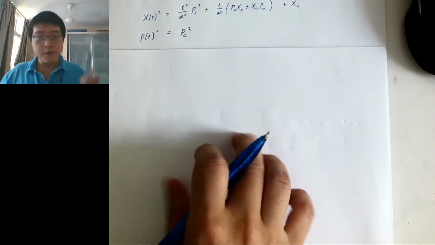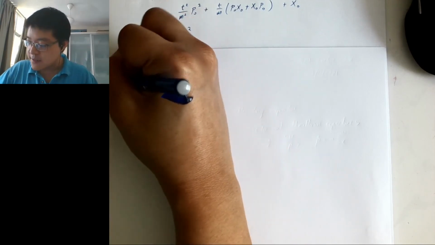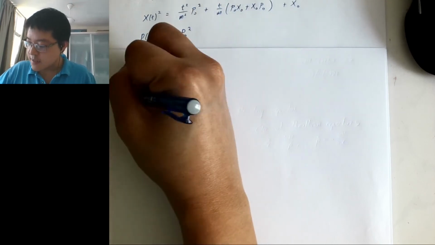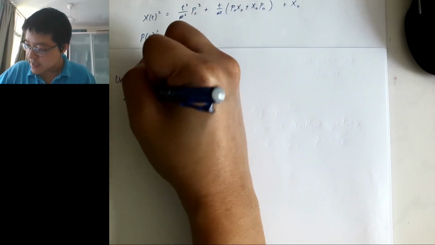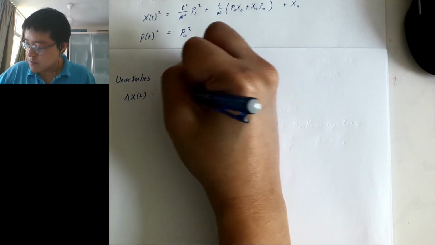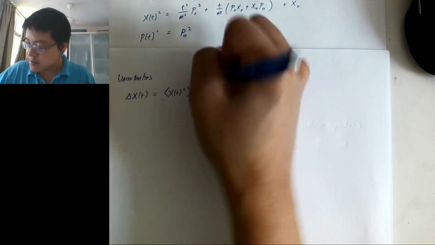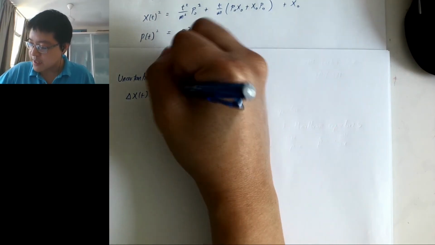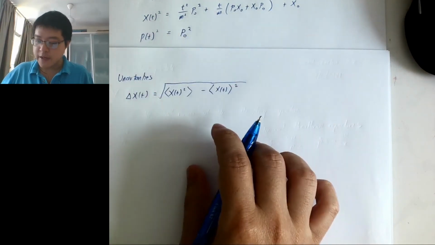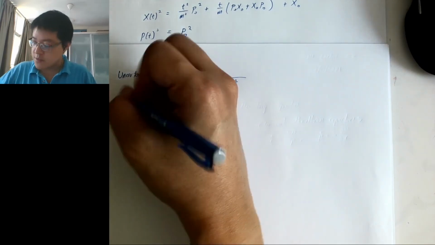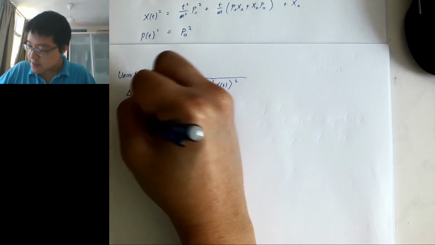Okay, but what we want to do is to calculate the uncertainties. That means I want to calculate what is the uncertainty in x. And we define the uncertainty as usual. It is the expectation of the operator square minus the square of the expectation of it, and then you take the square root. So we need to know what these quantities are.